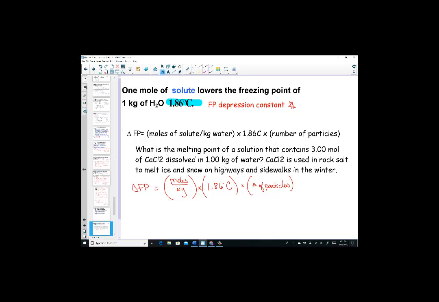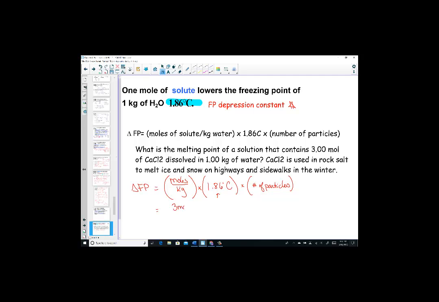So this is exactly the same formula as boiling point, except we have a different constant. Every 1 mole of a solute is going to lower the freezing point by 1.86 degrees. So you can see that we have a greater effect on freezing point than boiling points. Let's try one out. What is the melting point of a solution that contains 3 moles of calcium chloride?